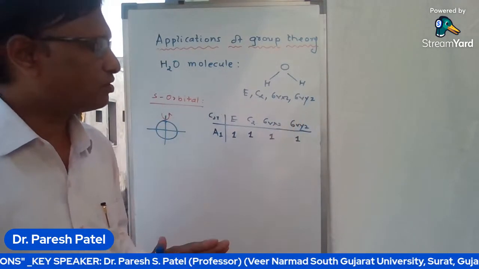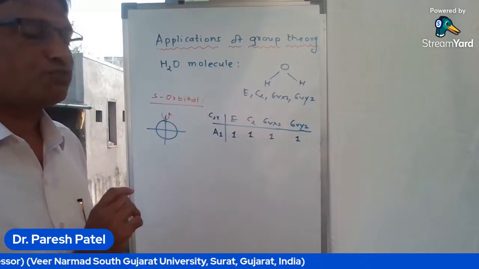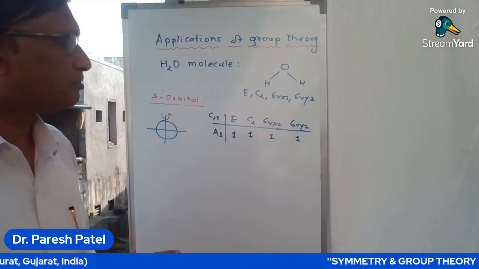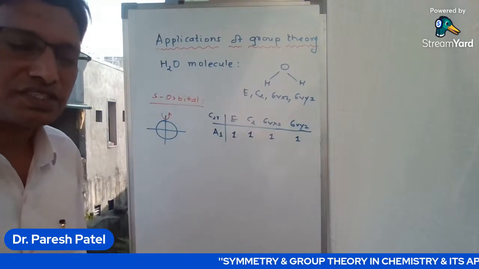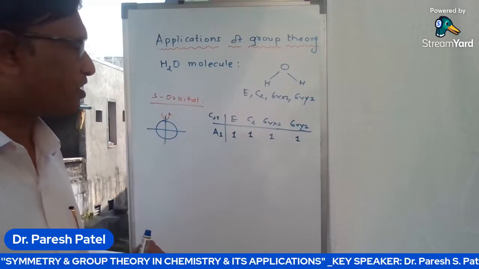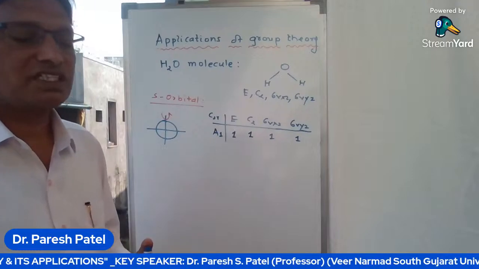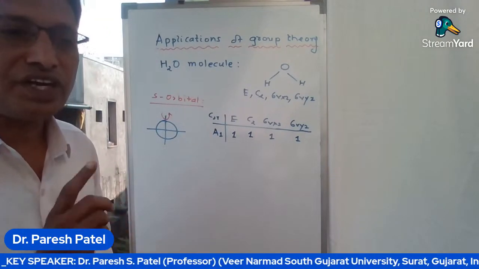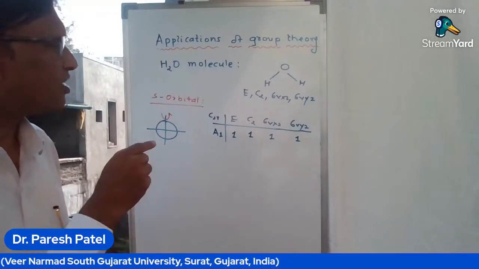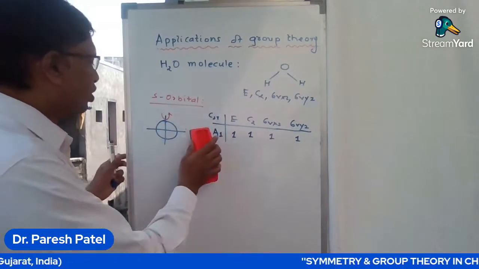Whenever we talk about row number 3 of this character table, that corresponds to the contribution of the s orbital in the bonding skeleton of the oxygen atom of the water molecule. So dear students, in the case of the water molecule, if you operate different symmetry operations on the s orbital, there is no change, and we get the A1 irreducible representation. It means this is the contribution of the s orbital in the bonding skeleton of the molecule. Now we are going to the other one, the p orbital.